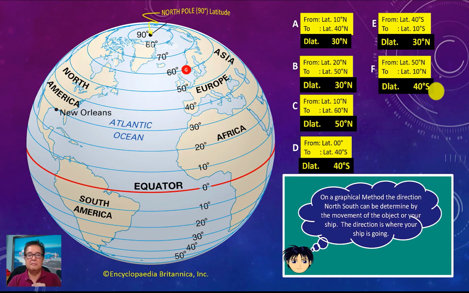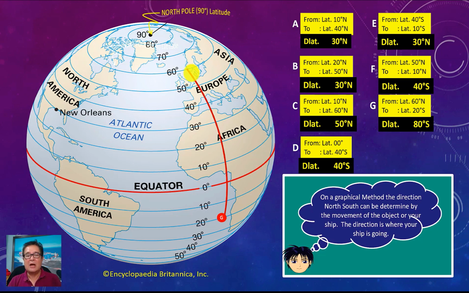Let's go to ship G. Ship G is on 60 degrees north, starting point. It travels all the way down to 20 degrees south, crossing the equator. Now we have to count the difference. 10, 20, 30, 40, 50, 60, 70, 80. So, 80 degrees traveling south. The difference of latitude, the distance is 80 degrees. The direction is going south.